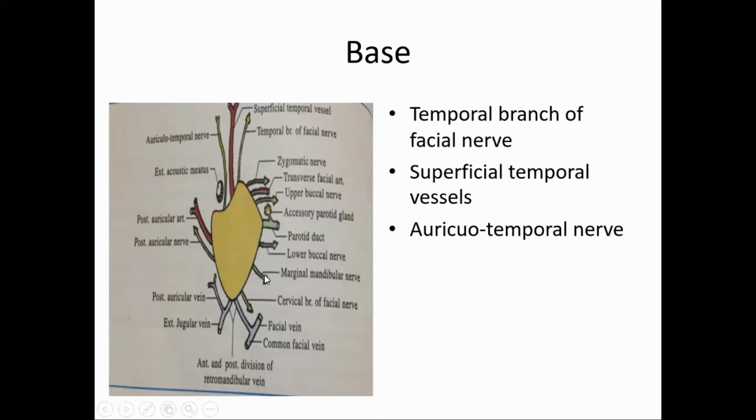Posterior border relations: they are the posterior auricular vessels and the posterior auricular nerve. Posterior border relations, posterior auricular vessels and the posterior auricular nerve.